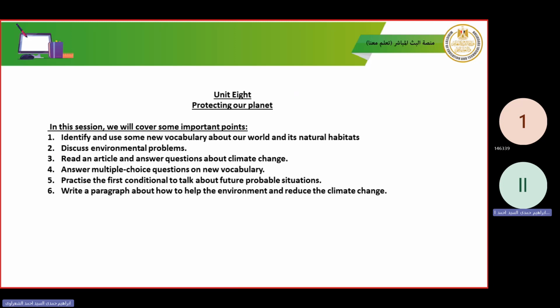Number 4, but we are going to answer some multiple choice questions on the new vocabulary where we will practice this is related to the language. We will practice the first conditional, if in the first conditional, to talk about future probable situations. And as usual, we will end up our discussion with writing a composition task. برضو we are going to start our writing exercise about how to help the environment and reduce or decrease the climate change. Right. Okay.